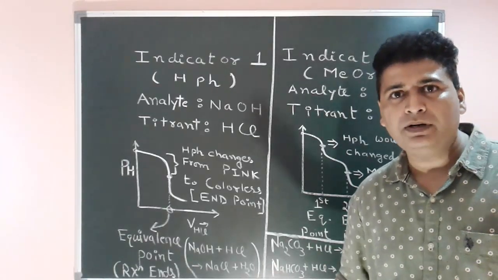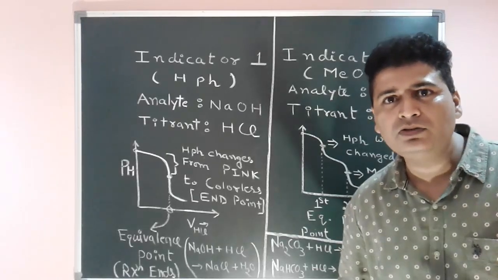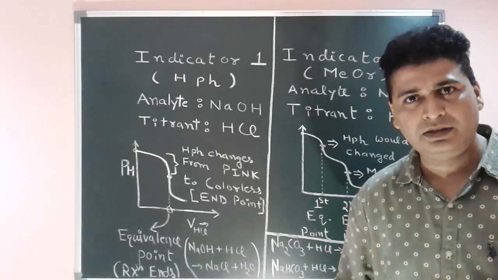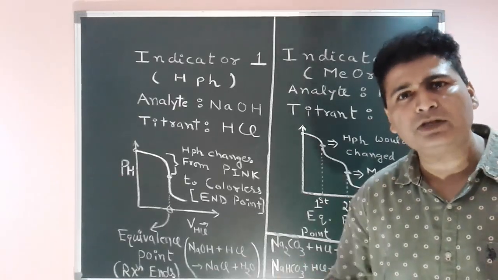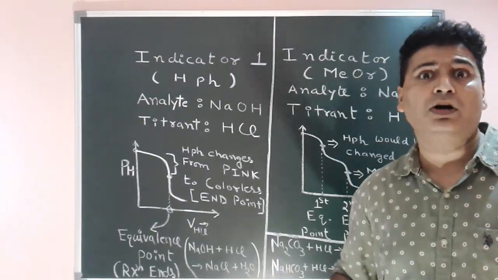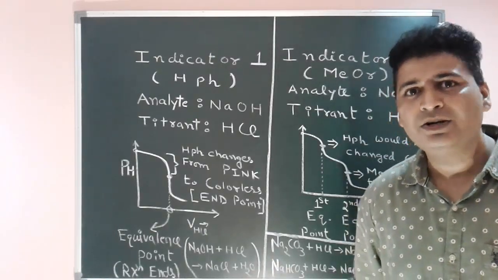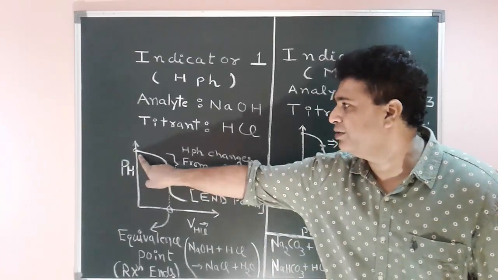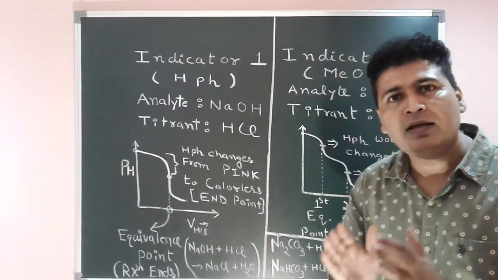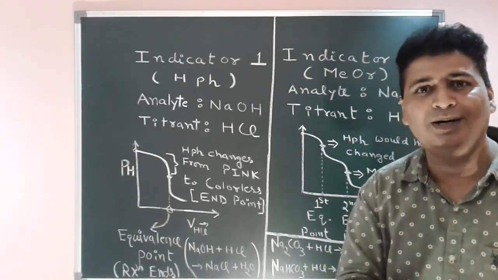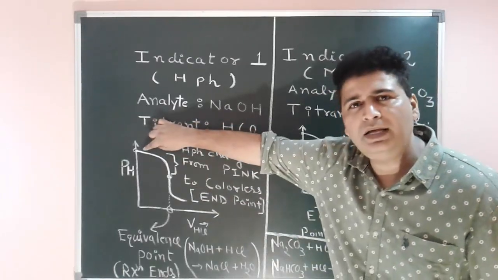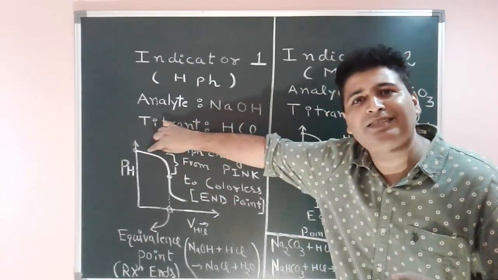Now what is going to happen? At t equal to 0, the starting point, we have NaOH in the beaker, and if we put a pH meter into it, the pH will be high. It has to be high because it's a strongly basic solution. So we start with this point. Look at this point, pH is high. Gradually we are adding the titrant HCl into it. The pH is slowly varying, it is slowly decreasing.